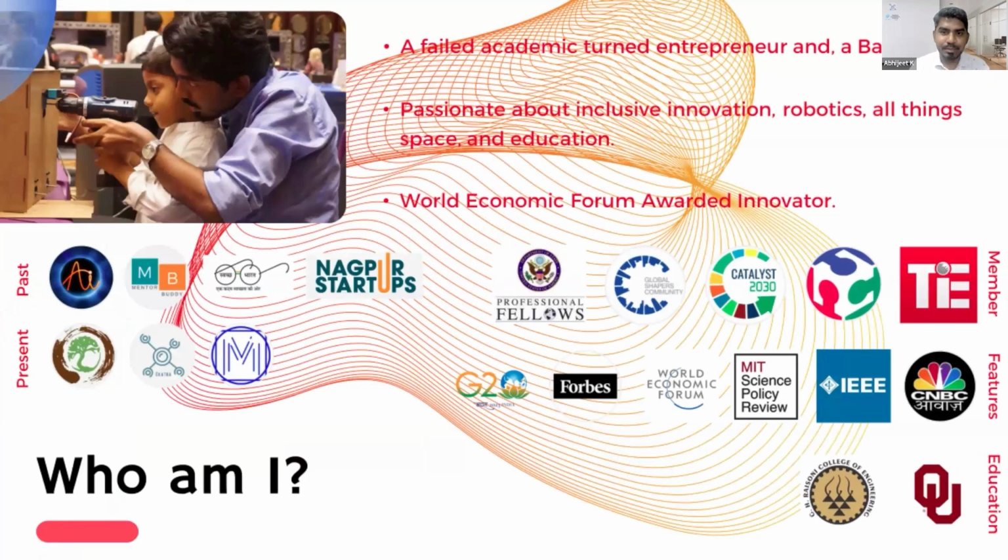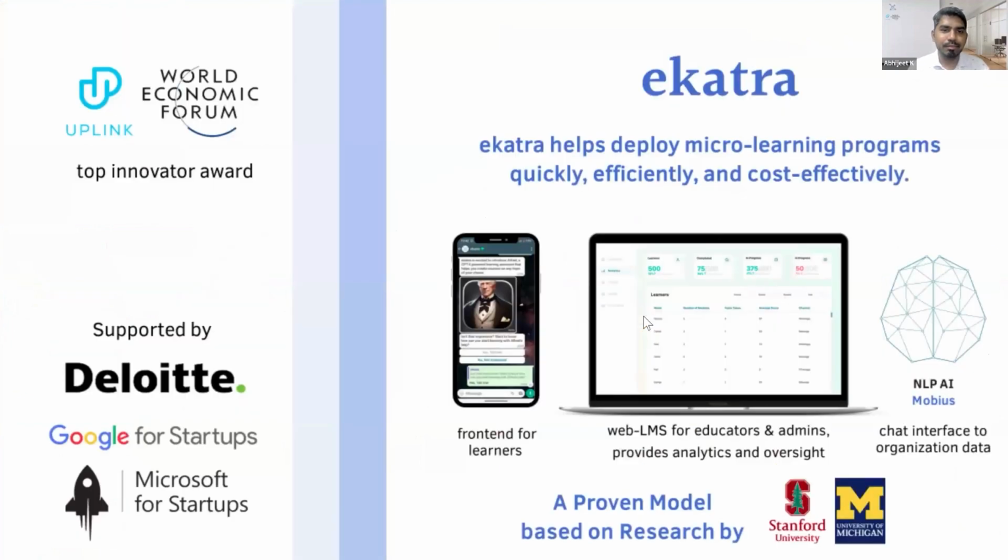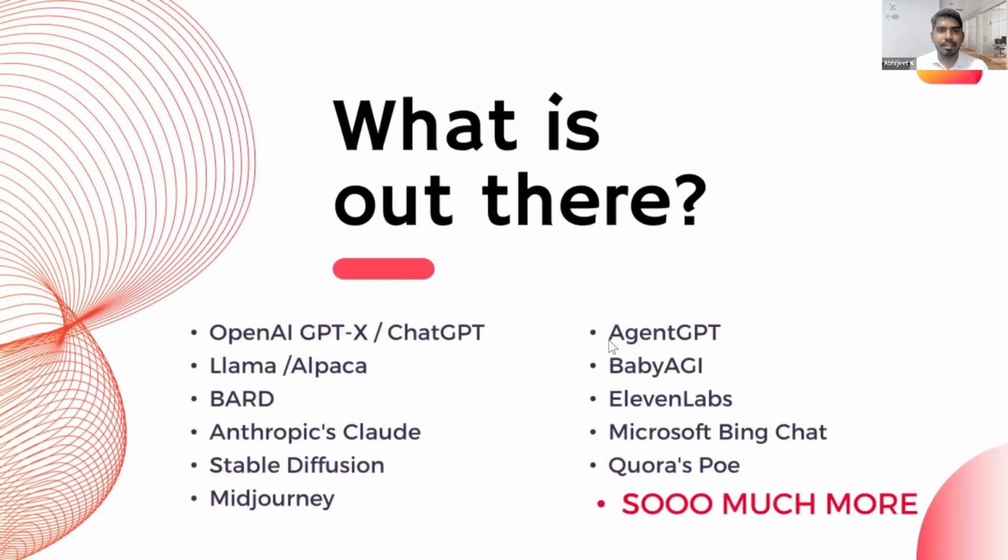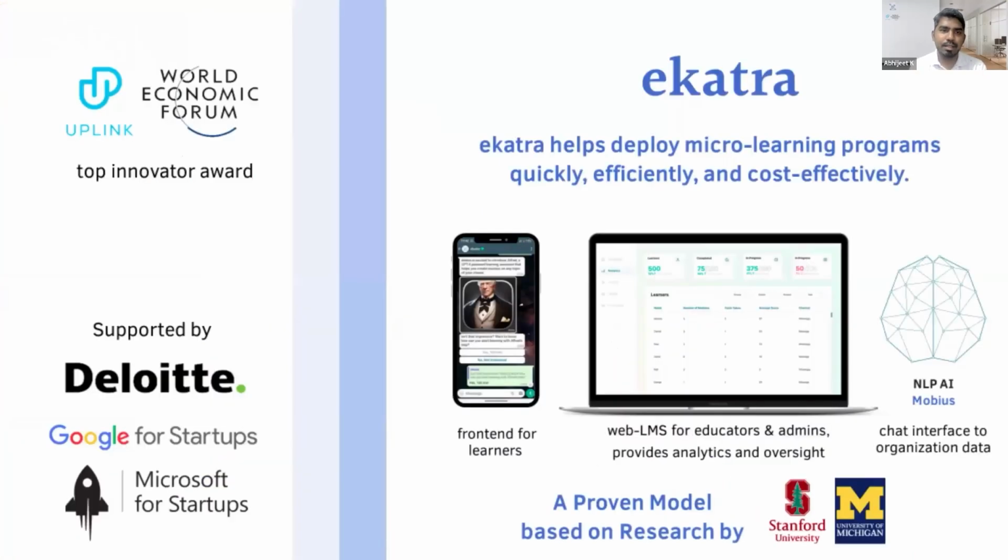So I think we'll skip this. We've already been through my introduction. Maybe go to the next slide. And this is the organization, or the social impact tool, that I run called Ekatra. We do WhatsApp-based micro-learning solutions, and beyond that, I'm now involved with quite a few different startups, supporting them in different ways.